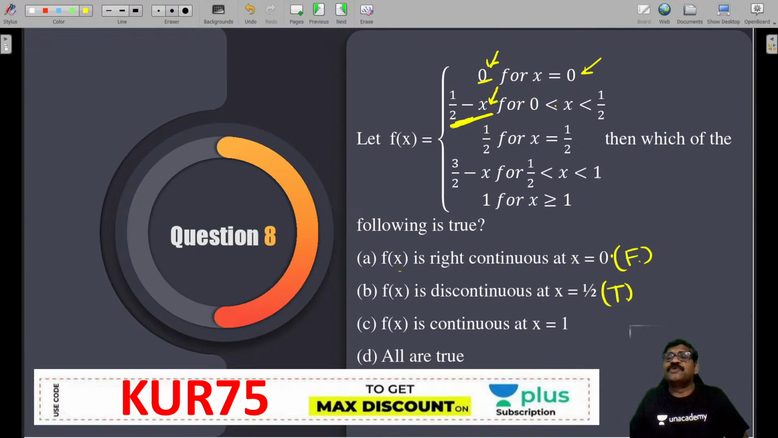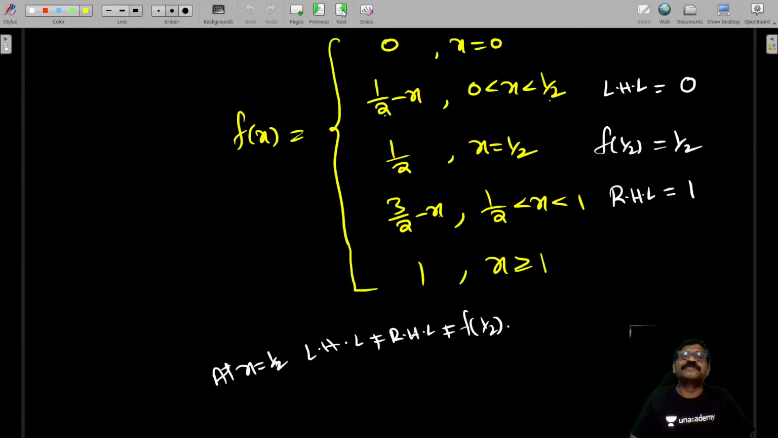If you verify continuity at x equal to 1, when x tends to 1, 3 by 2 minus 1, that is 1 by 2, here 1, it is false. So "all are true" is also false. So the correct answer is: f of x is discontinuous at x equal to 1 by 2 is the correct statement.